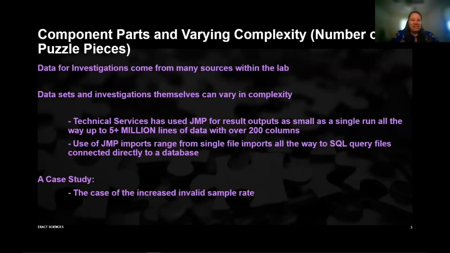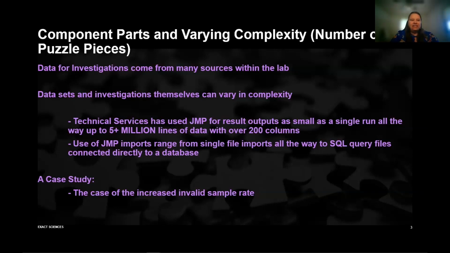So for this specific scenario, I'll be going over how these puzzle pieces fit together and how JMP helped us accomplish the understanding of what was going on, which led to a true root cause of the issue. So first, we have component parts and varying complexity, which I kind of put akin to the number of puzzle pieces. So data for investigations comes from a ton of sources within our laboratories, and that can include things like reagent data, instrumentation data, environmental data, operator observations, and trending data.